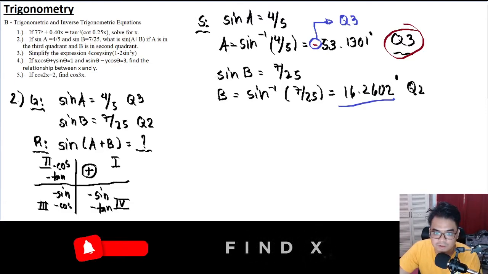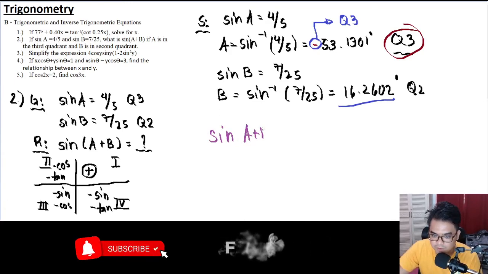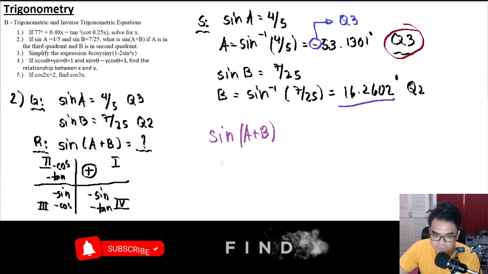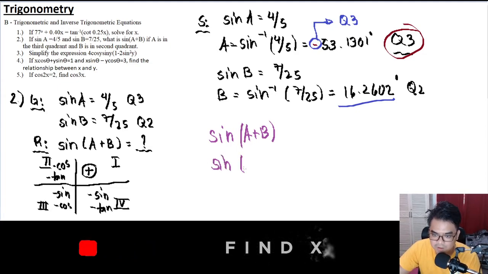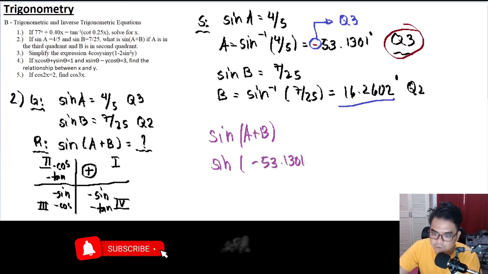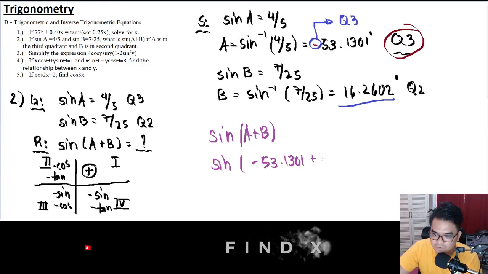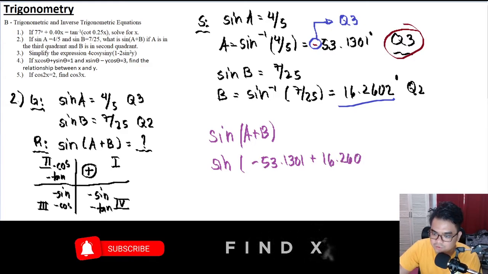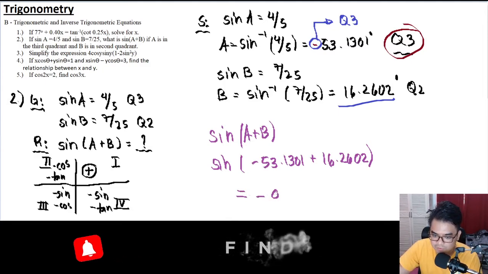So continuing the problem, we are to find sine of A plus B, right? All you have to do is substitute the values. Sine, your A now will be negative 53.1301, and then plus the value of B, which is 16.260. Okay, and then if you use your calculator, you'll get negative 0.